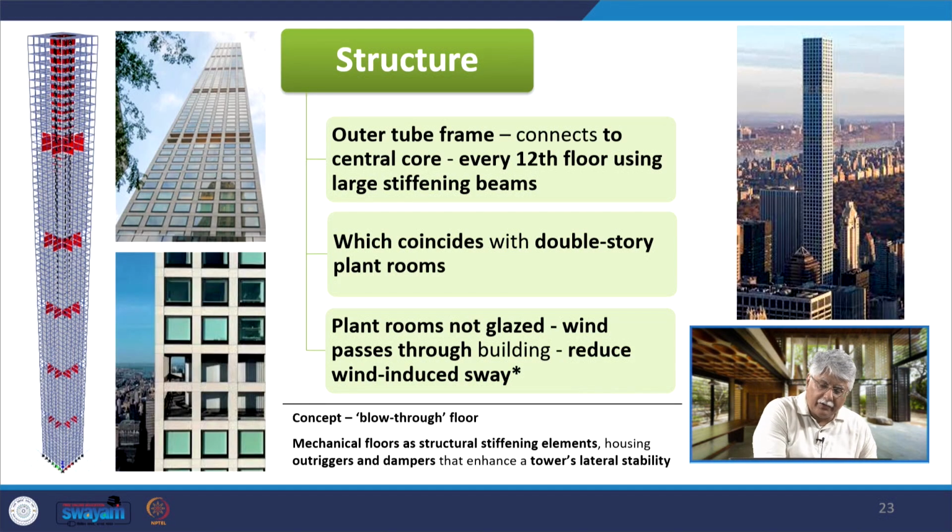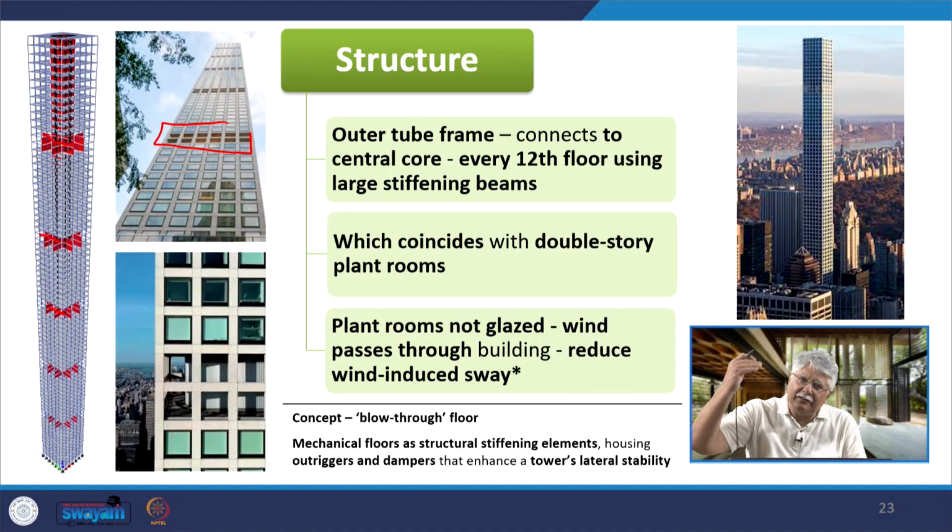So, the outer tube frame connects to the central concrete core at every 12th floor with these large stiffening beams that you find at every 12th floor. Every 12th floor also coincides with the plant room. So, there is a plant room at every 12th floor, and these stiffening beams at every 12th floor connect the outer perimeter tube with the inner core.